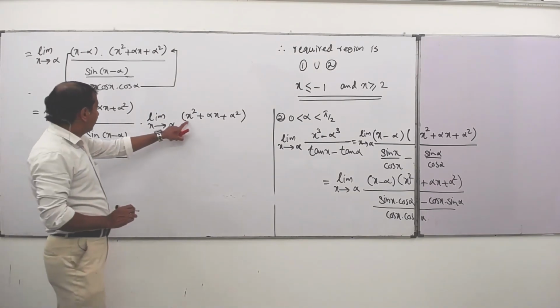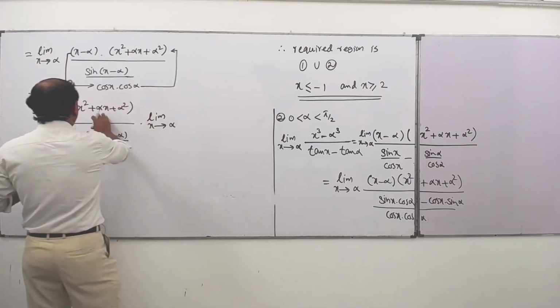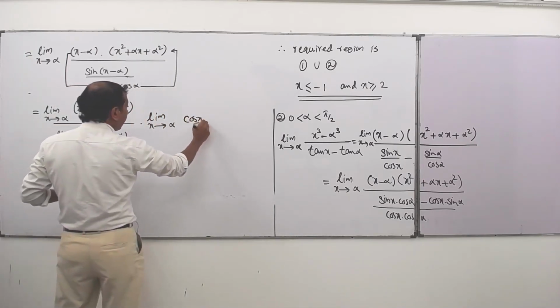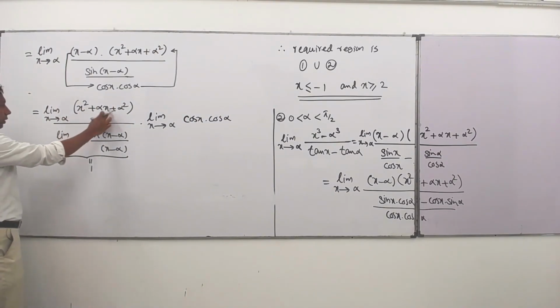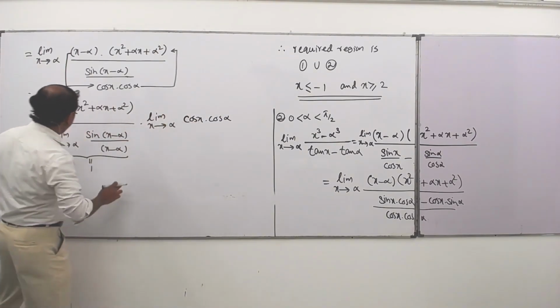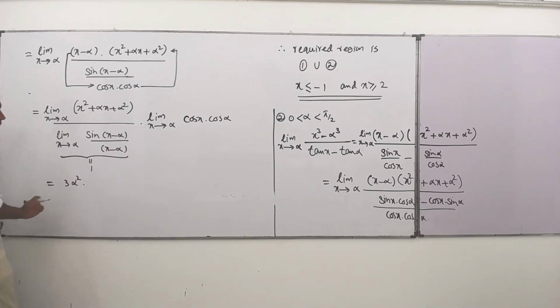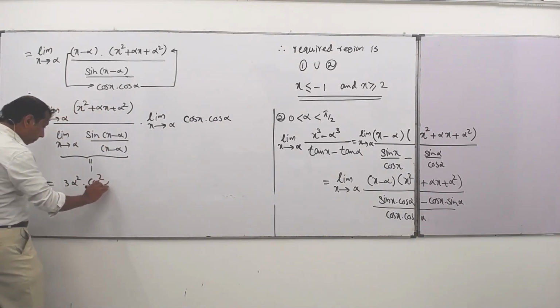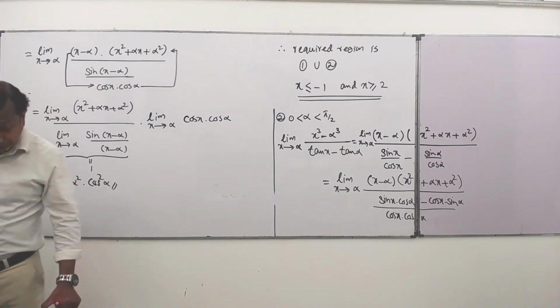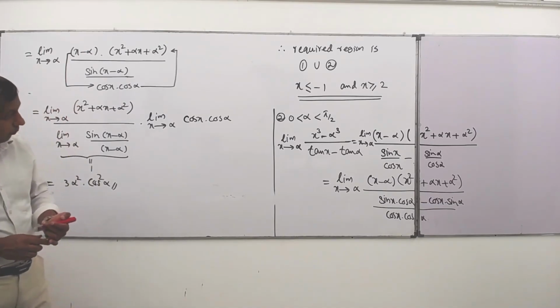Here we must also write the cos x cos alpha part, which we have written here. Now put alpha here, here, here, and here. When you put alpha in x squared plus alpha x plus alpha squared, you get alpha squared, alpha squared, alpha squared, so 3 alpha squared. In the denominator, when I put alpha, cos alpha times cos alpha gives cos squared alpha. This is the answer: 3 alpha squared divided by cos squared alpha. This is how we take that.